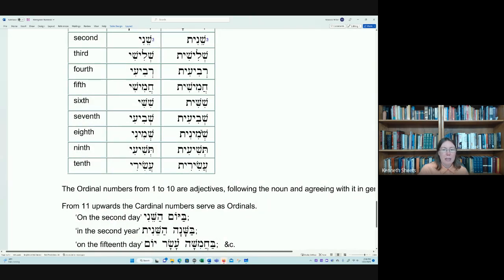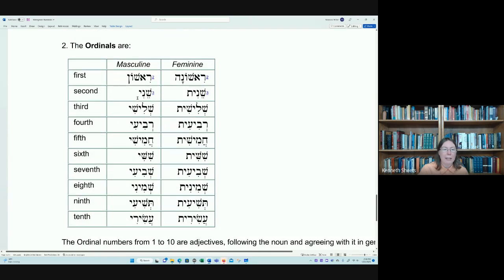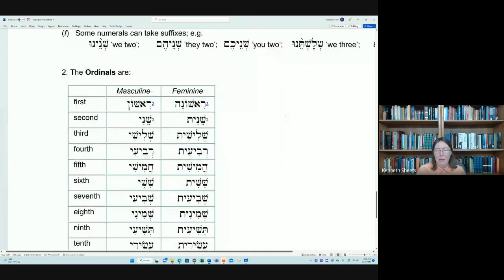Seventh, Shivi'i, Shivi'ith. Eighth, Shivini or Shivinith. Ninth, Tishi'i or Tishi'ith. Tenth, Asiri or Asiri. And so basically you can see what has happened there. They've taken the root of the numbers for the counting numbers that we saw up above, the cardinal numbers, and they've added that Hickory yod ending to it. So those are basically the ordinals and the cardinals.